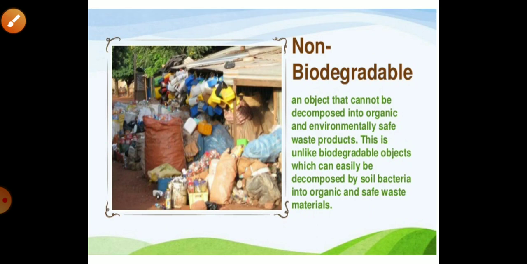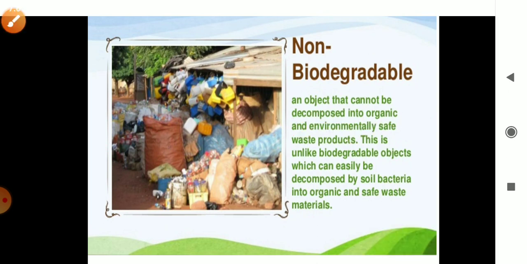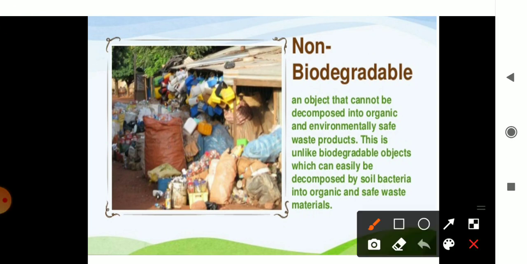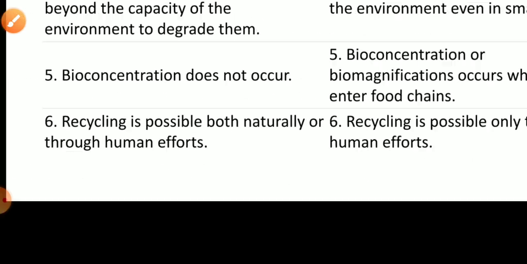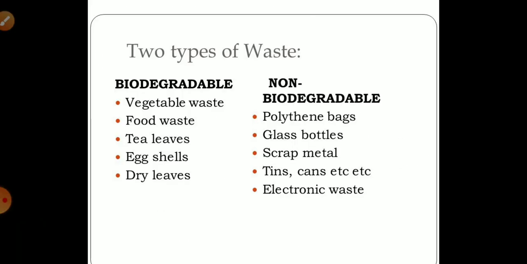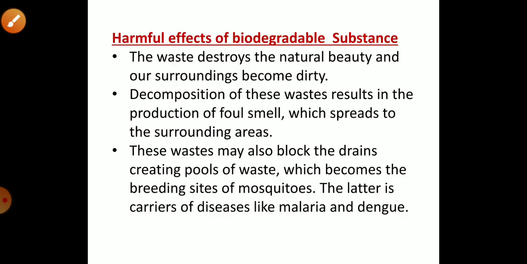Non-biodegradable wastes are those waste materials which cannot be degraded or decomposed into simpler harmless forms by decomposers. The reason is that there is no enzyme available in the digestive juices secreted by the decomposers, and hence they cannot be decomposed into simpler forms. These waste materials include plastics. There are many examples like polythene bags, glass bottles, scrap materials, tin cans. All these are examples of non-biodegradable waste materials, right?